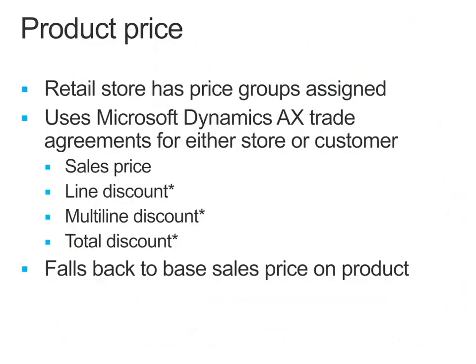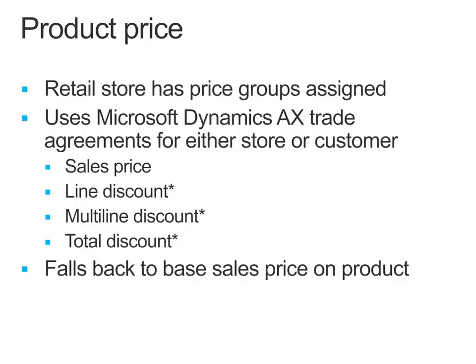Then, for the product price, this is the base price that is calculated for any product at POS. It's basically the first thing. POS will actually look at the retail price group and see if that is assigned and find the appropriate trade agreements.